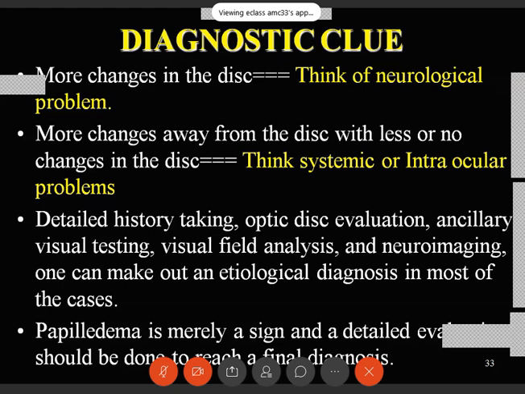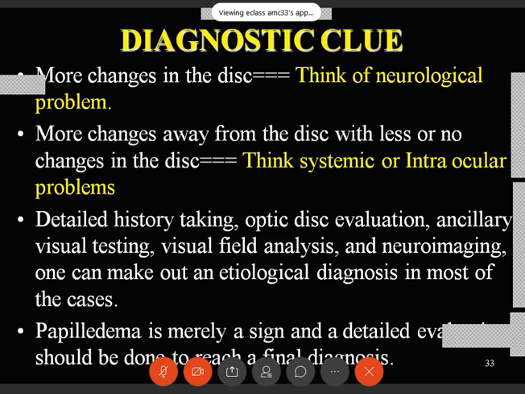Detailed history taking and optic disc evaluation are a must. For any case of papilledema, you should evaluate the disc every day, for changes in the disc and raised disc. Then ancillary visual testing and visual field analysis are a must, to differentiate whether it is papilledema, papillitis or optic neuritis. And last, neuroimaging, CT and MRI, is a must for the etiological diagnosis in most cases. You should know where the lesion is present.